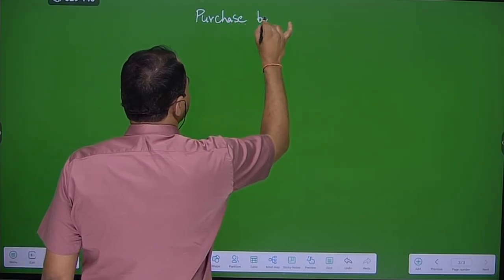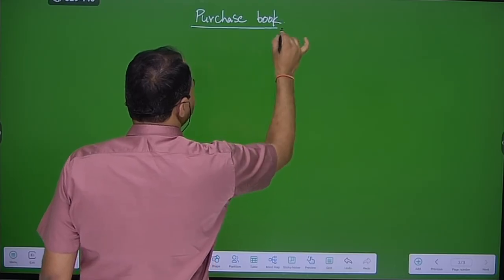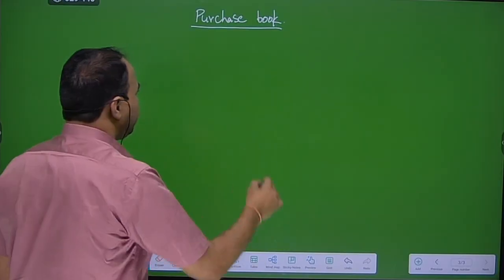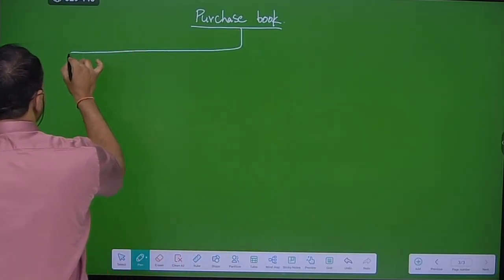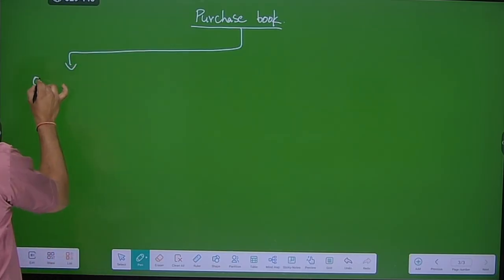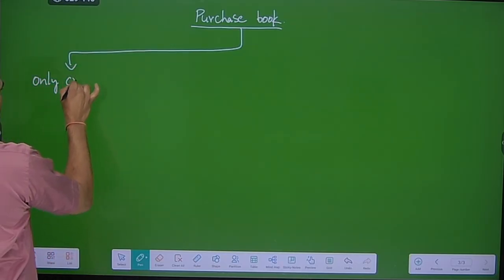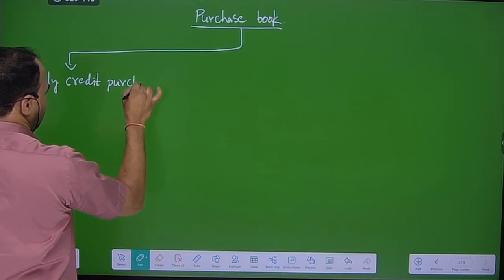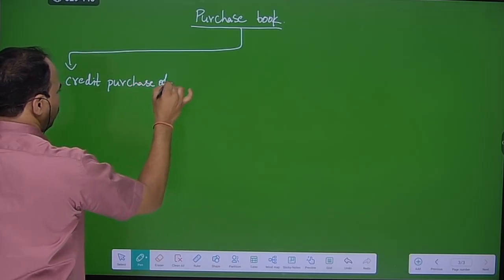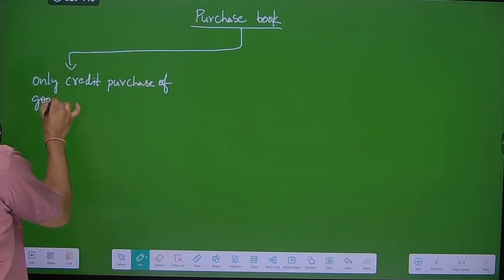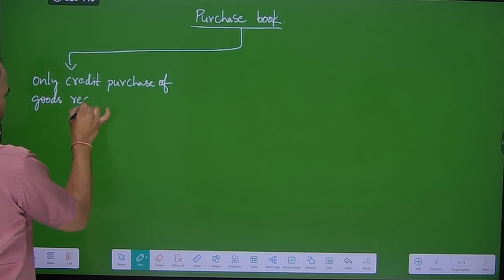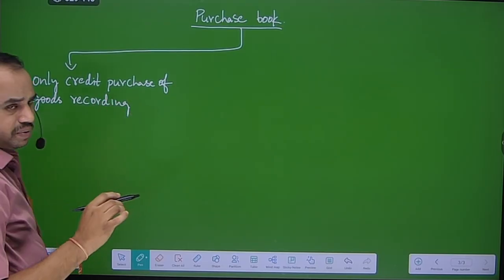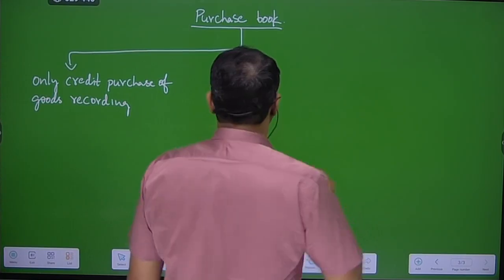Purchase book. In purchase book we have to record only credit transactions of goods, only credit purchase of goods we are recording. Here I will write: only credit purchase of goods we are recording in the purchase book.